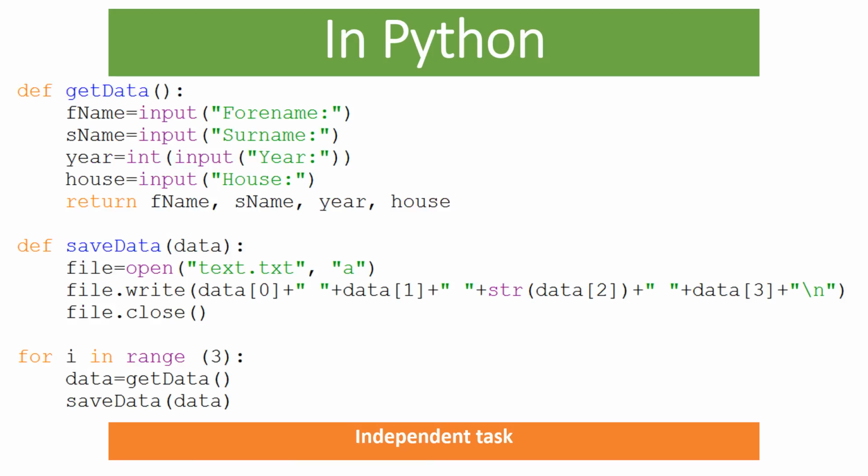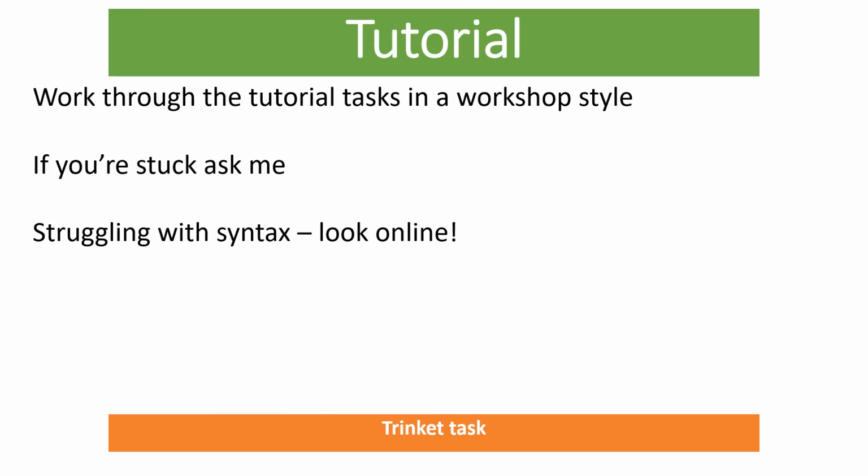Now it's actually good practice in Python to put them into mini functions or procedures. So for example, we've got a get data function, we've got a save data function, so that we can write data directly to a file. We're going to repeat this 3 times. Why do you think we're repeating it 3 times? You now have 3 trinket tasks to try and complete.